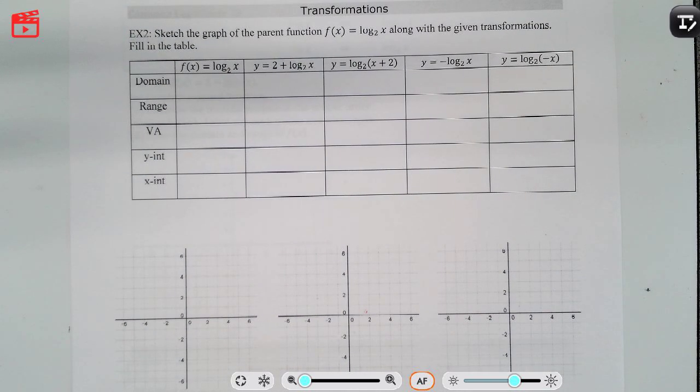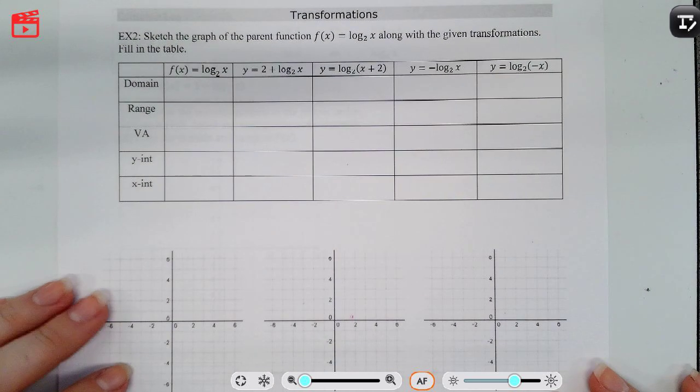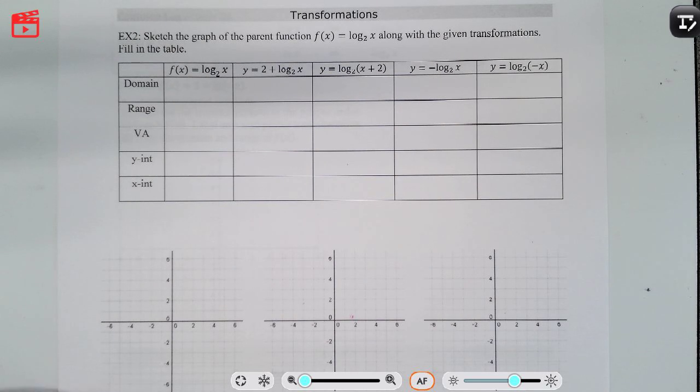All right, so here we go. We're going to look at some transformations of logarithms. So, example 2. We're going to sketch the graph of the parent function, f of x equals log base 2 of x, along with the given transformations and fill in the table. So just kind of like how we did for exponential equations.